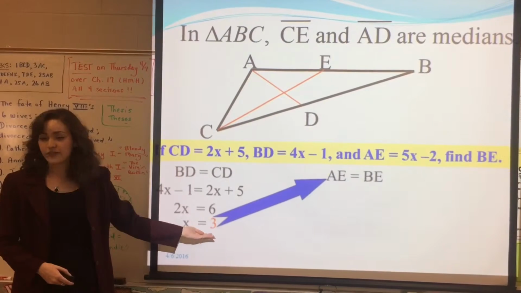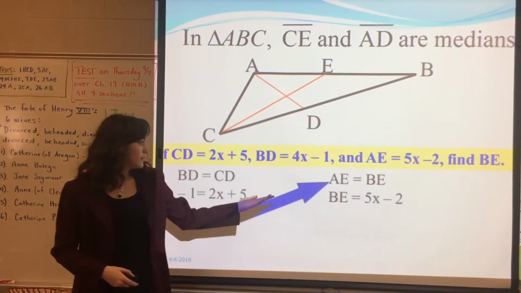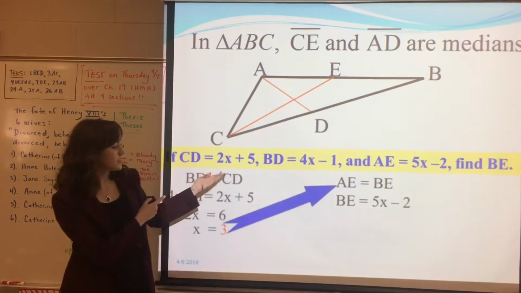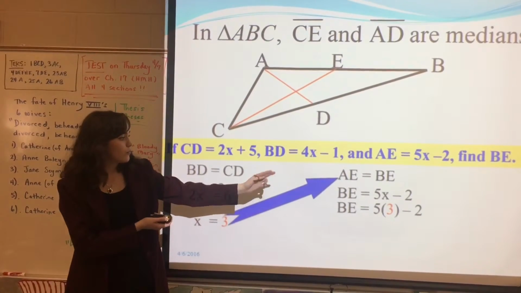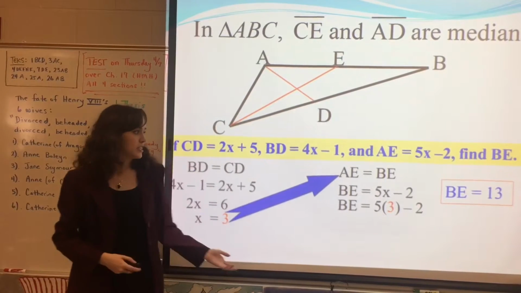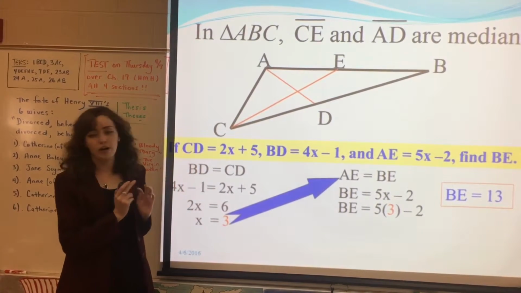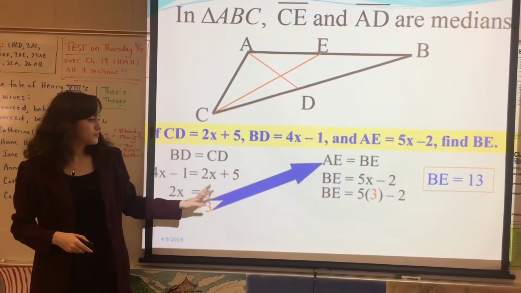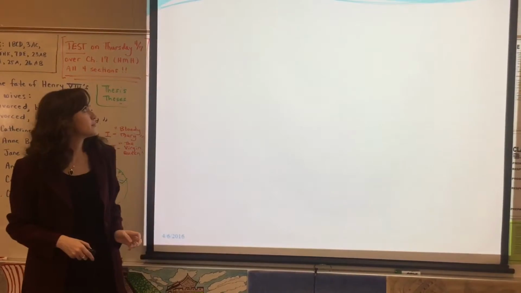We end up finding out that x equals 3. Now that AE equals BE, we're going to set BE equal to 5x minus 2. Plug back in the x of 3, and then we get BE equals 13. Do you all have any questions on how to transition from just regular numbers to now plugging in the equation? If not, we're going to continue on. We have BE equaling 13.